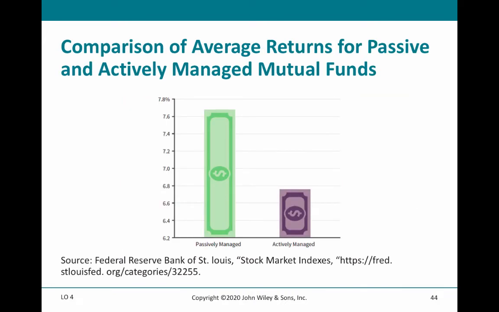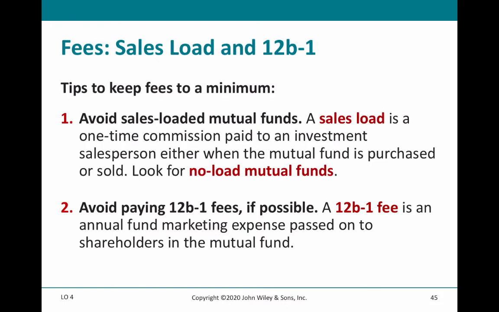So this gives you an example. It's about a percentage higher on the passively managed, and that has to do with the stock market and the cost. Try to keep your fees to a minimum. A sales load fee is a one-time commission paid to an investment salesperson when the mutual fund is purchased or sold. You want to look for no-load funds. Try not to pay a 12b-1 fee. That's a marketing expense that is passed from the mutual fund to the shareholders. Eliminate fees if possible. The lower the fees, the better off you're going to be.